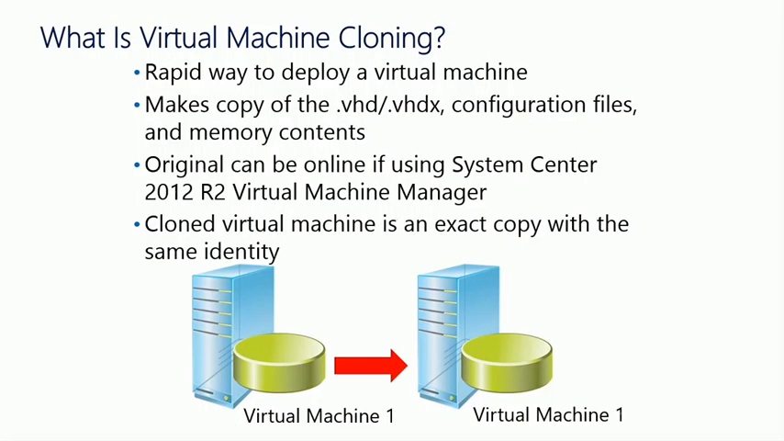So what happens with the VM cloning? Well, essentially, this is a way that you can do rapid deployment as well as isolate it and troubleshoot it. And it's going to make copies of all of those different components within a VM. So the VHD or VHDX file, the configuration files, which is the XML that defines the structure of that VM, and then the contents of its memory. Now, if you are using 2012 R2, the new version of Virtual Machine Manager, it supports live clones. If you're using 2012 RTM or Hyper-V 2012 RTM, you will not be able to do the live cloning. You have to actually take the VM offline.